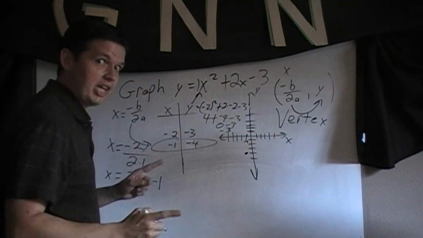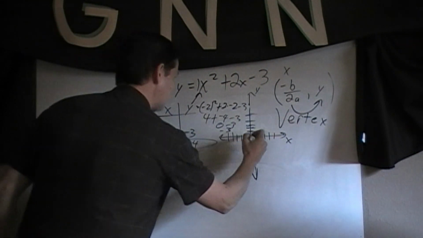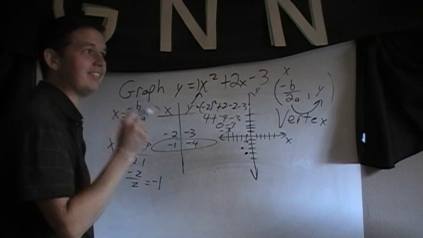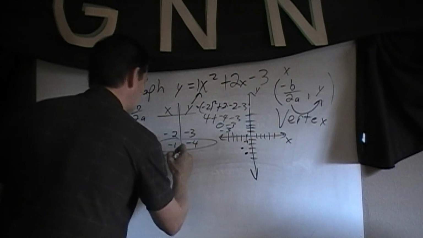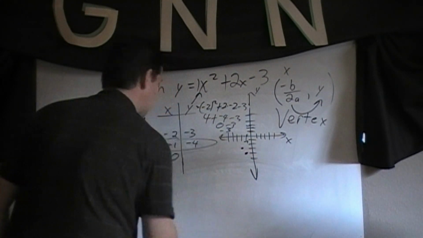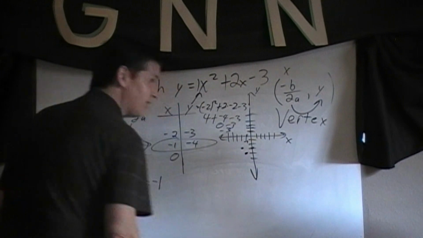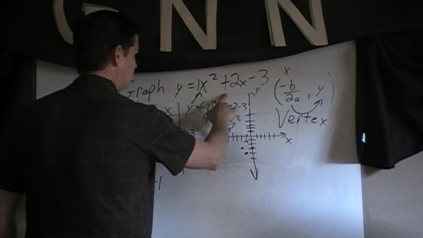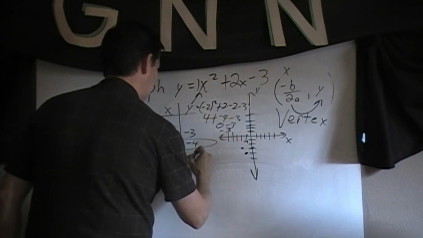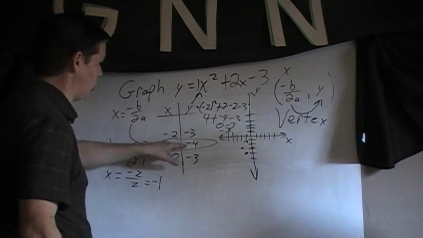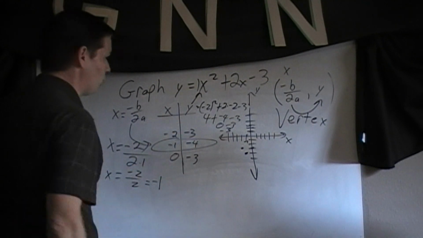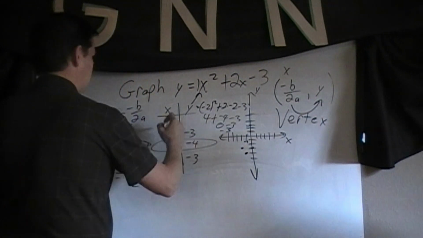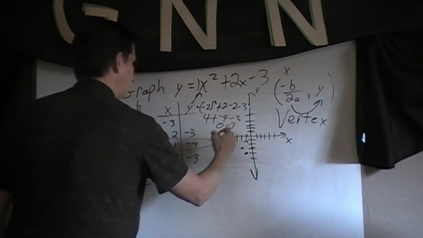And now I'm going to double check my vertex. And the way I can do that is I've got -2, -3. The other side should do the exact same thing. So if I go to 0 right here, it should end up being right there. But let's double check. So 0, you plug in 0. 0 plus 0 minus 3. Well, what do you know? You get -3. It's the same thing on both sides of your vertex. And that's one way you can check it. So 0, -3.